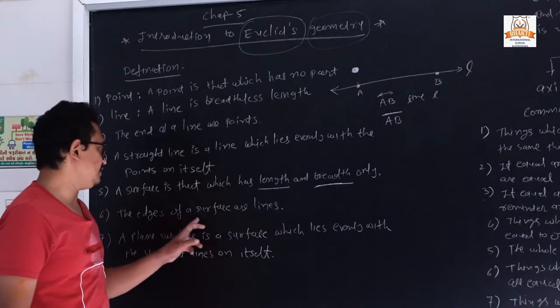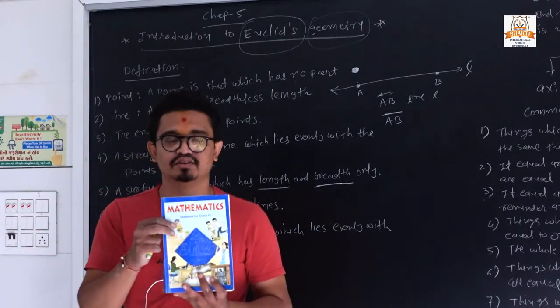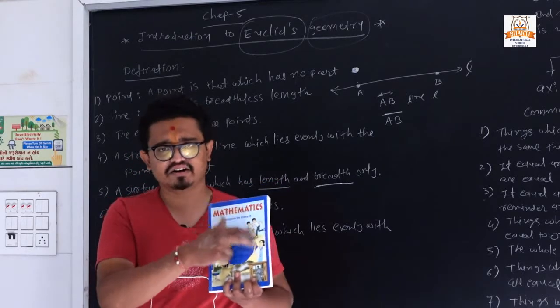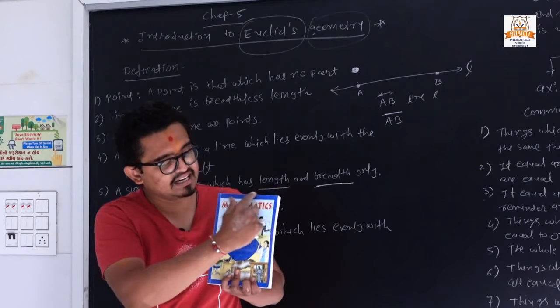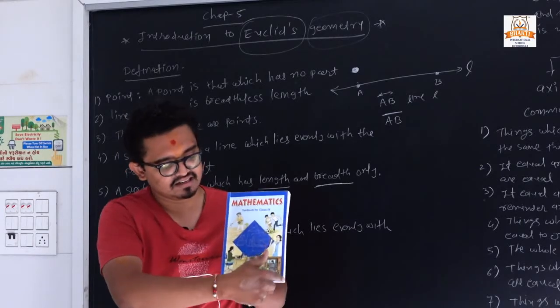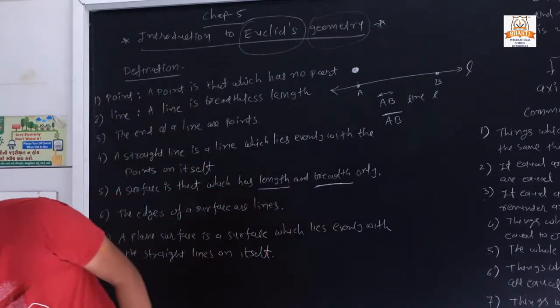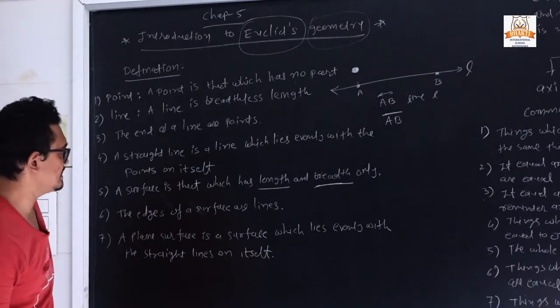Now, edges of a surface are lines. See that, once again we can take that book. This is a surface, the front face of the book. And see that this is a line. Once again line, line, line. Clear? So its boundary is referred to as a line. Sometimes it is also called edges.